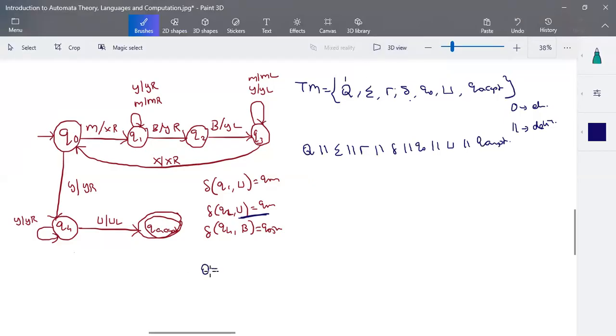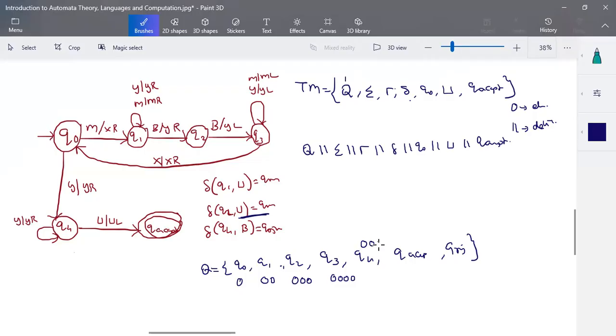All right. Q is represented as Q0, Q1, Q2, Q3, Q4, Q accept, and Q reject states. For each state, I'm going to give the values as a single 0 for Q0, 2 zeros for Q1, 3 zeros for Q2, 4 zeros for Q3, 5 zeros for Q4, 6 zeros for Q accept state, and 7 zeros for Q reject state. Okay, so now I'm going to split all this.